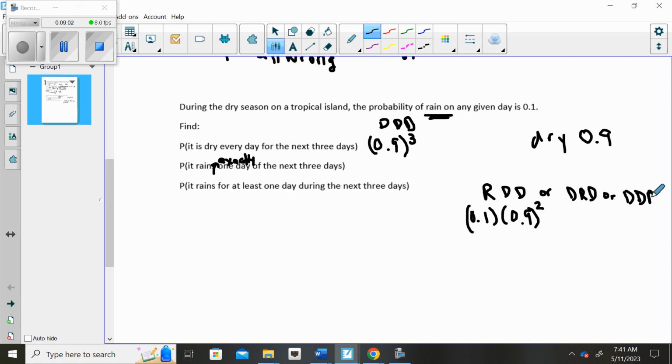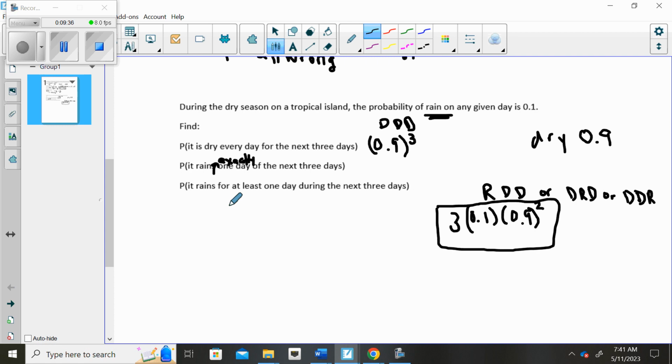Okay. And again, if you figured out each of these separately and added them all together, you would notice that you'd keep on getting the same combination of these numbers, just in different orders. Okay, so the easiest way to write your answer is there's 3 ways that it can happen, and that's being multiplied by this. And this is the probability of 1 rain with 2 dries, but it could happen 3 different ways. So we multiply it by 3.